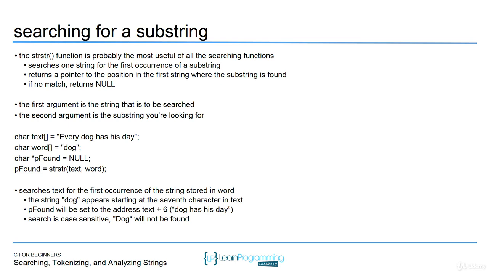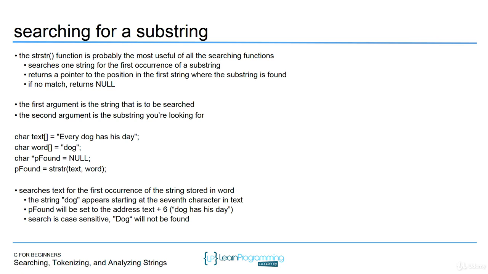Right? So it's going to search the text for the first occurrence of the string stored in word. The string dog appears at the 7th character in text. If you look at text sub 6, that's going to be equal to dog, and that's where it starts. So the pointer is going to point to the address of text plus 6, dog, and it's going to start there and then go to the null terminator. So pfound is going to be dog has his day.